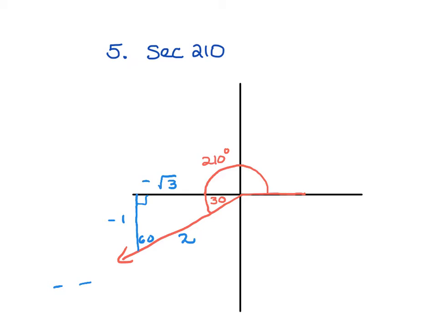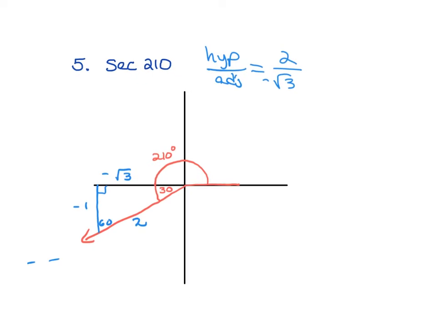For secant, this is going to be hypotenuse over adjacent. So this will be 2 over the square root of negative 3. And then from here, I need to rationalize. And then I get negative 2 root 3 over 3.